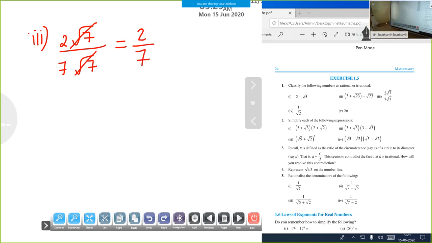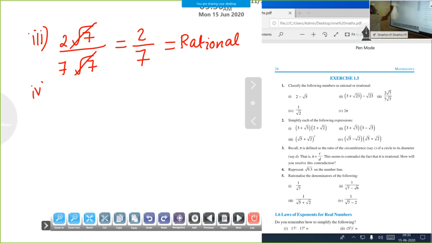Is it rational or irrational? 2 by 7 is one rational number. We can divide it. So 2 by 7 is in p by q form. So it is one rational number. Your question is 2 root 7 divided by 7 root 7. We can cancel that root 7. So the answer is 2 by 7. This is of the form p by q. So it is rational. Next one.